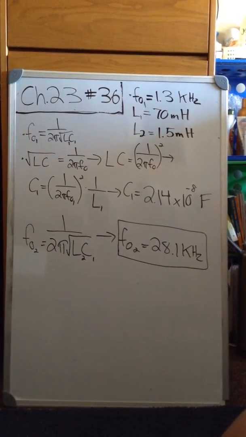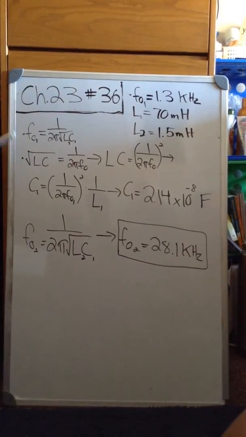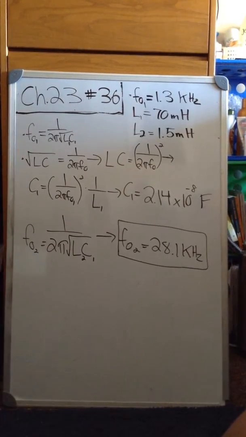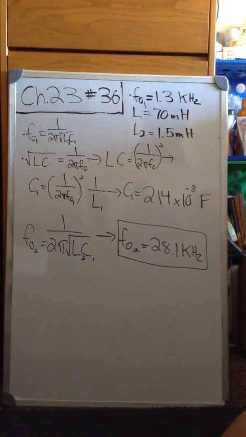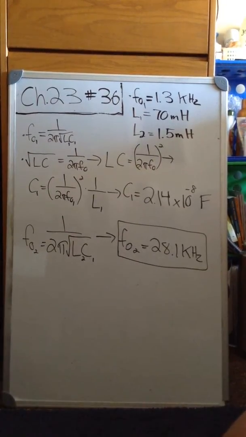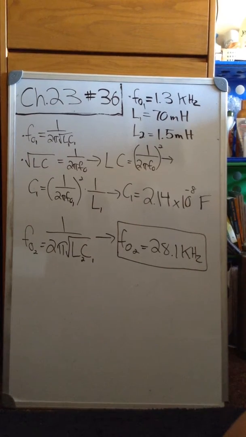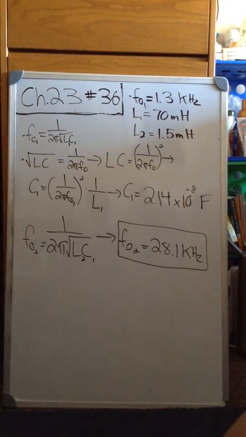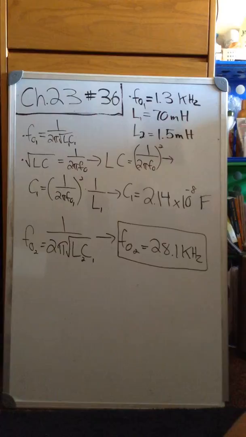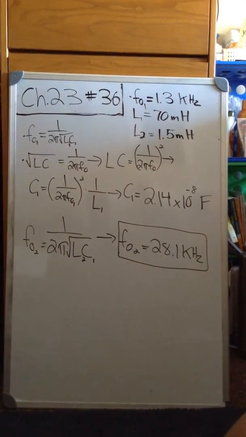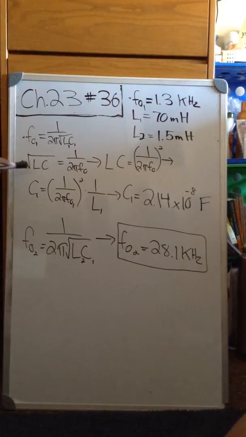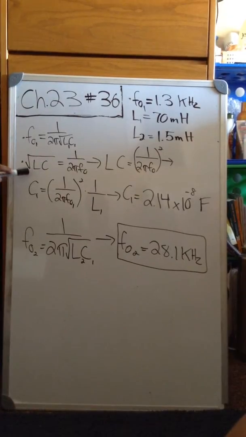But what we're ultimately going to be solving for in this case is our capacitance, so we can go back and plug it into the f naught equation with our L2 value to attain the resonant frequency at 1.5 millihenry. As you see here, I started the process by simply beginning to isolate the square root of LC so we can get our capacitance from it.